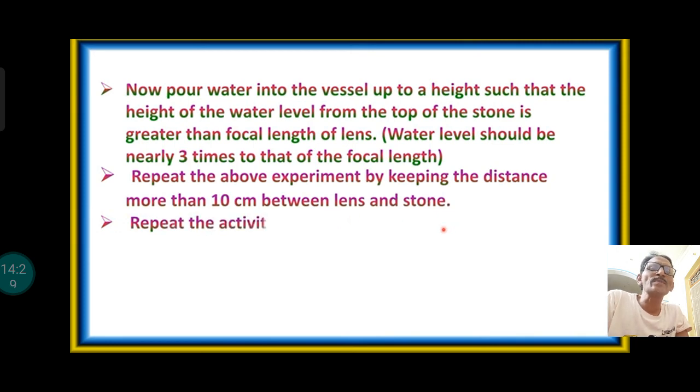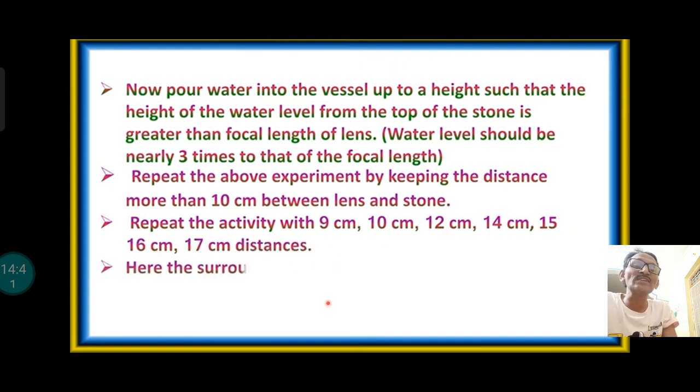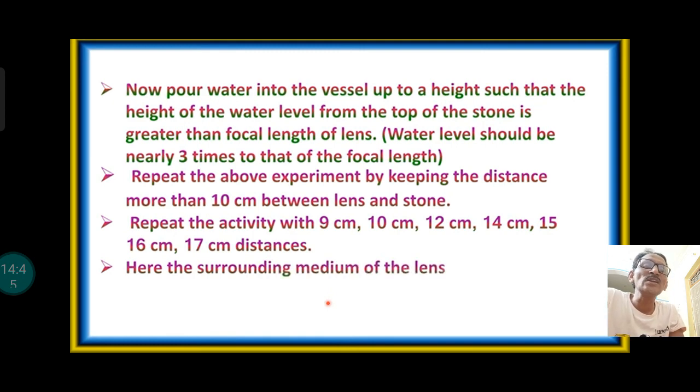Repeat the above experiment by keeping the distance more than 10 cm between the lens and the stone. Repeat the activity with distances of 9 cm, 10 cm, 12 cm, 14 cm, 15 cm, 16 cm and 17 cm. Hence the surrounding medium of the lens is water.